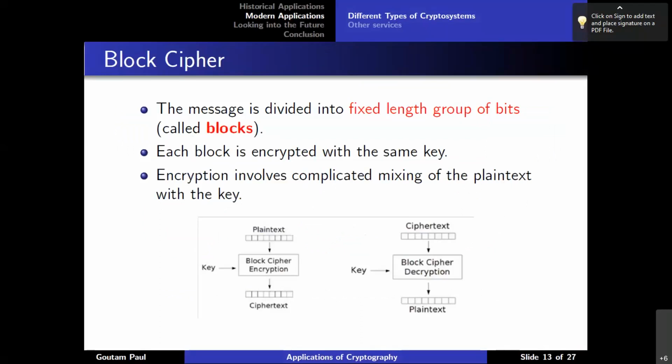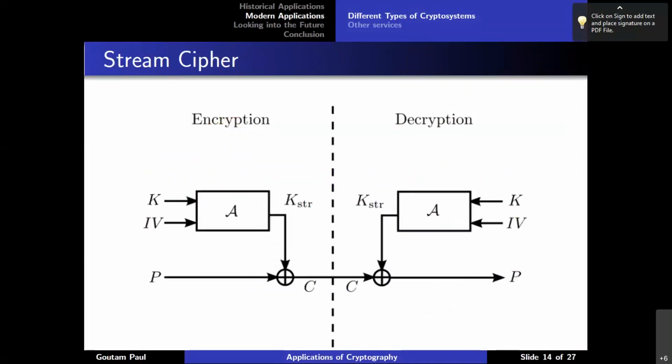In block cipher, as the name suggests, the message is divided into fixed length blocks, and each block is encrypted with the same key. Encryption involves complicated mixing of the plain text with the key. Whereas in stream cipher, as the name suggests, the message comes as a continuous stream of data. So here P stands for plain text message. It's coming as a stream of bits.